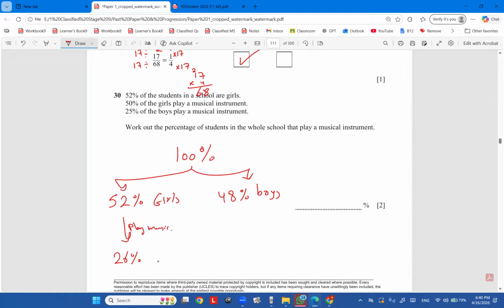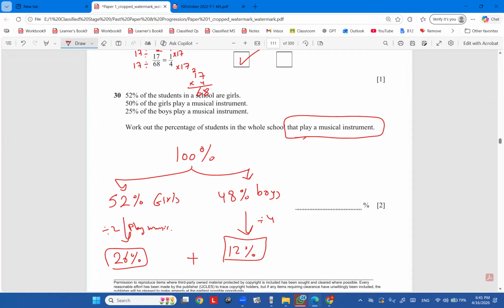This is half of the girls who play a musical instrument. They said 25% of the boys play a musical instrument. 25% is a quarter, so we divide 48% by 4, which is 12% of the boys playing musical instruments. Work out the percentage of students in the whole school that play a musical instrument. So 26% plus 12% equals 38%.